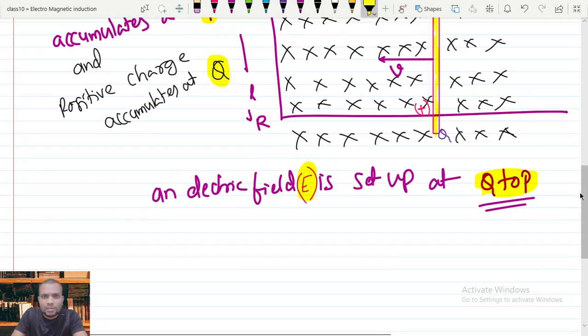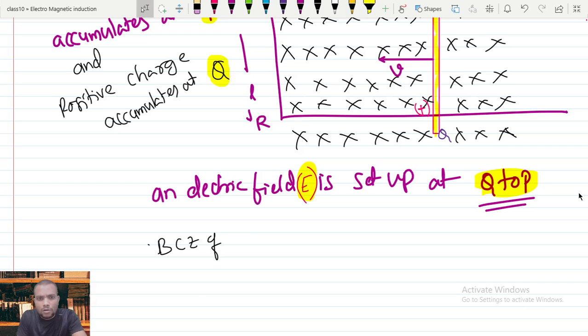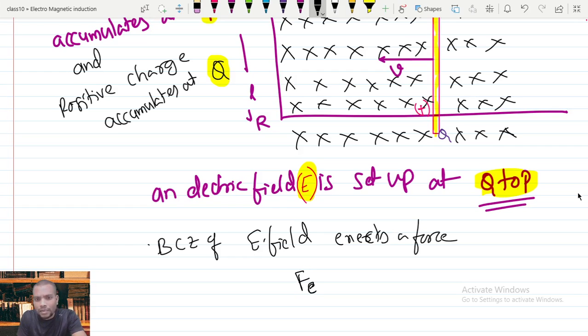Now if you can know clearly, because of this electric field, there is a force. The electric field exerts a force. That is the force due to electric field, which we know as charge times electric field, or this is also nothing but Coulomb force. There is a Coulomb force which exists on the electrons in the electric field.